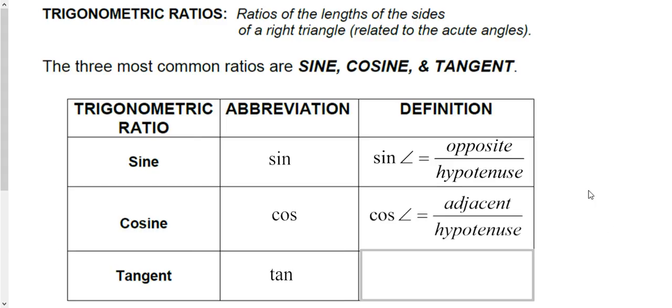The tangent, abbreviated TAN, the tangent of the angle is the ratio of the side opposite the angle over the side adjacent to the angle. Now let's see how to name these sides.